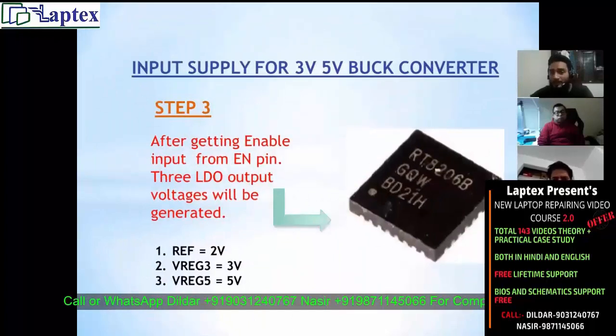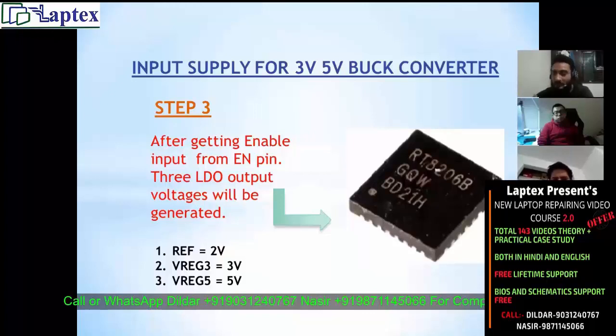Now after getting the enable supply for the LDO, you will get 3 LDO supplies coming out of the 3 volt 5 volt IC. These are the LDO supplies. The 2 volt LDO is the reference voltage.